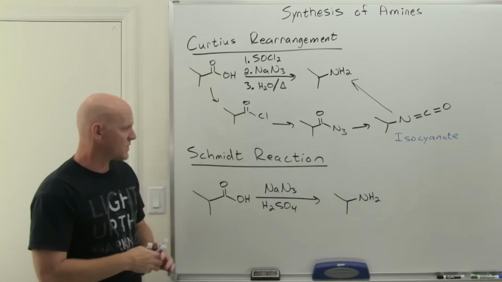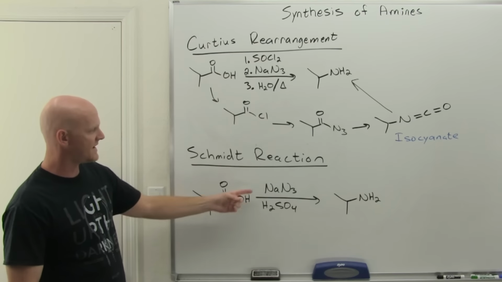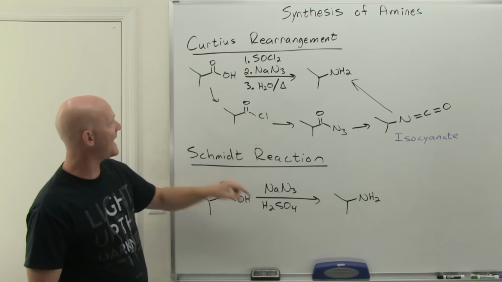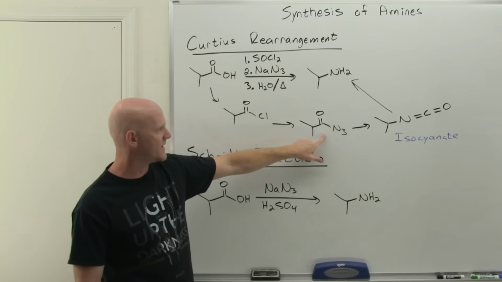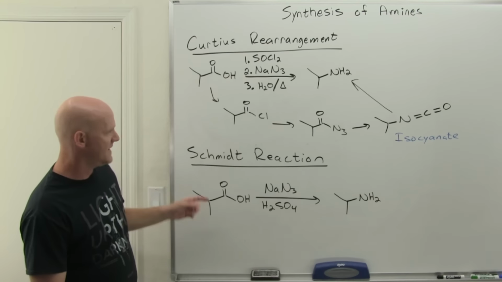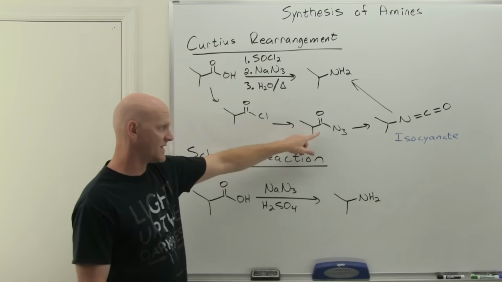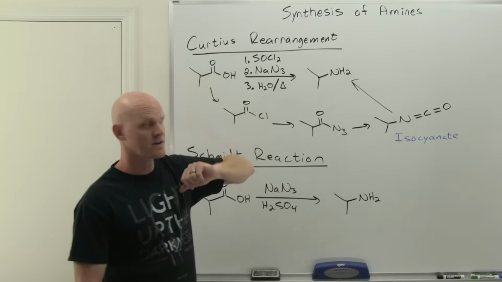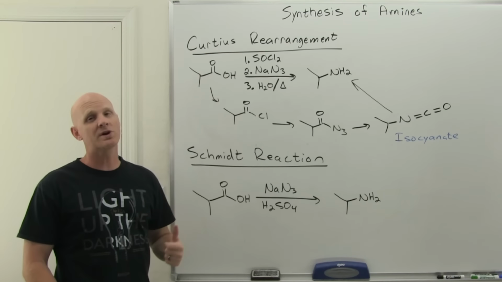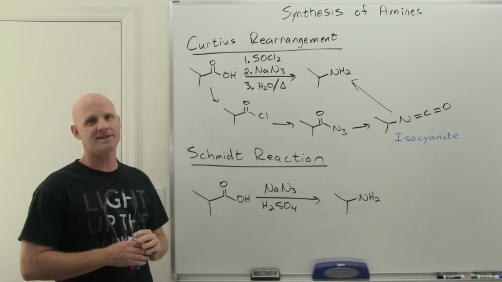The way this works, instead of going through an acid chloride, we're just going to add sodium azide with sulfuric acid to bypass this process and go straight to this intermediate right here, this acyl azide. And from there, it's pretty much the same. That acyl azide is going to turn into isocyanate, and that isocyanate is then going to get converted into your corresponding amine with one fewer carbon, and then carbon dioxide.